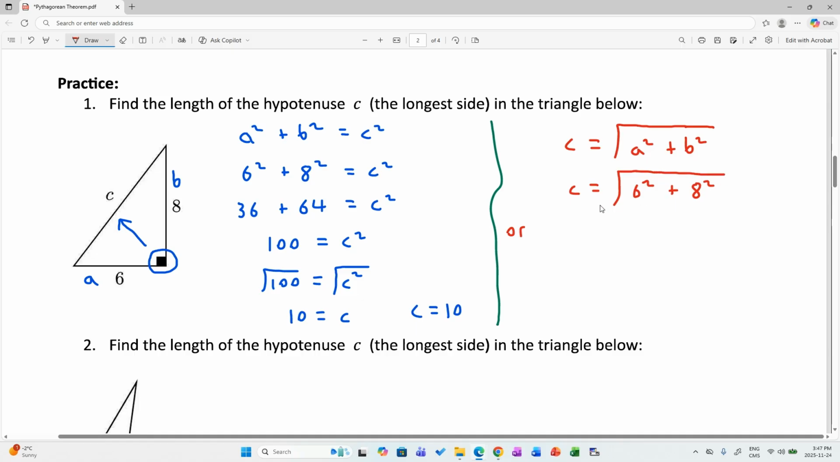And you would just calculate in this form instead. In this case, 6 squared is 36. 8 squared is 64. 36 plus 64 is 100. And then the square root of 100 is simply going to be 10. Okay, and that's how you would solve a question like that.